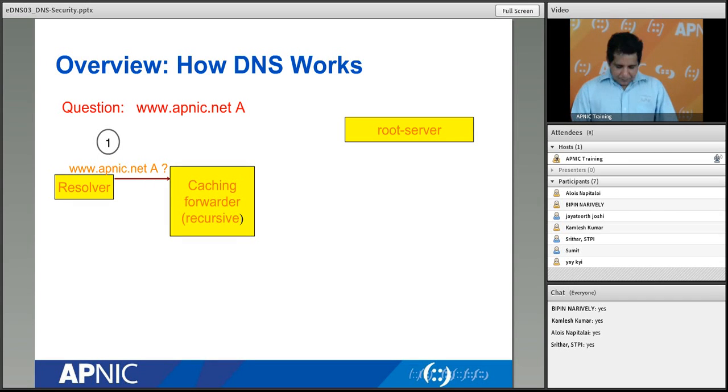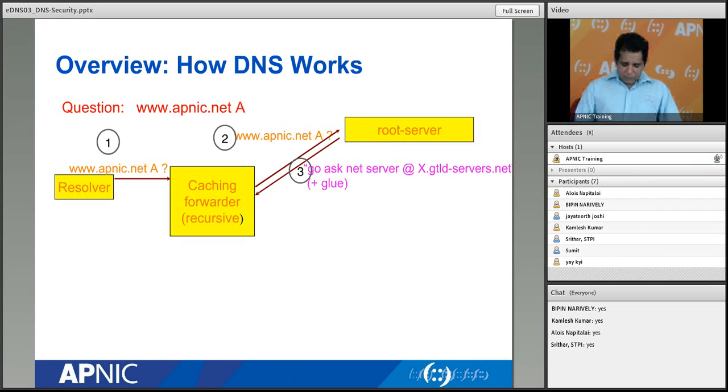Then if a client asks a question of the recursive server, the recursive server goes and talks to the root name servers. It sends a query asking the question that the client is asking. In this example, the client or the resolver is looking for the IP address of www.apnic.net, so it's looking for the A record, in this case of the APNIC web server. So the query goes to the root name server, because the recursive server sends it to the root name servers.